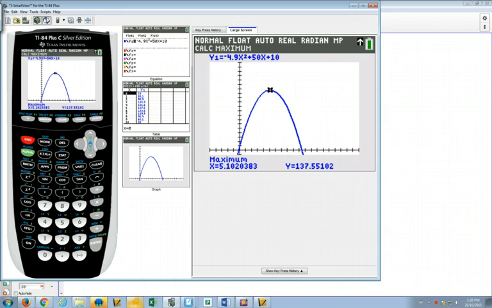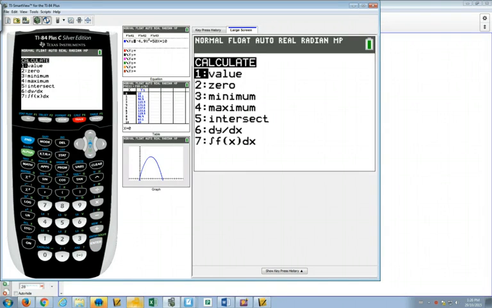So when you go second calculate or second trace button, those first 4 are the ones that we're going to use the most. Later on, when you draw 2 graphs, you can find out where they intersect. And numbers 6 and 7 you wouldn't need unless you're doing calculus. So the first 5 are the most important. And for us right now, we're going to use those first 4.